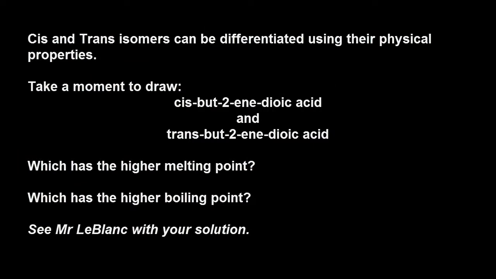So take a minute here and try to draw cis-but-2-enedioic acid and the trans isomer as well. I'd like you to think about which could have the higher melting point and which could have the higher boiling point. Come see me when you have a possible solution.